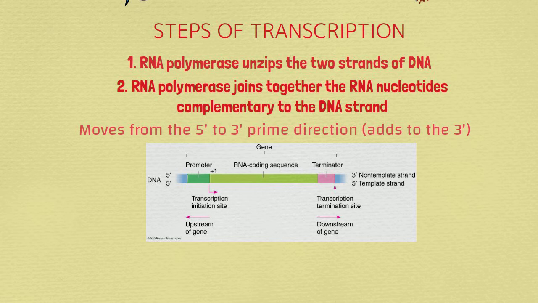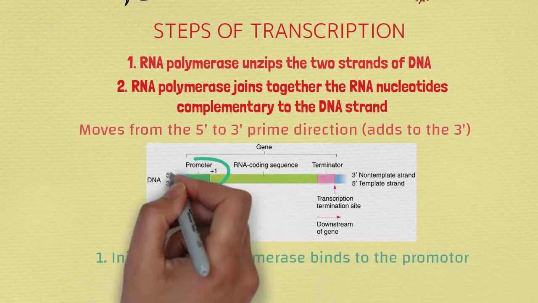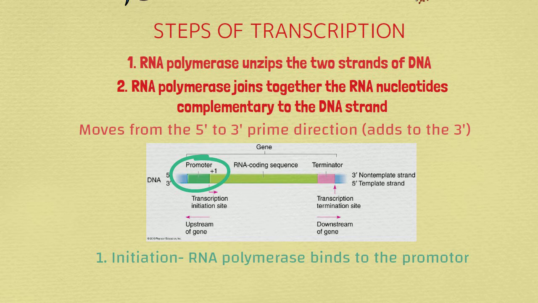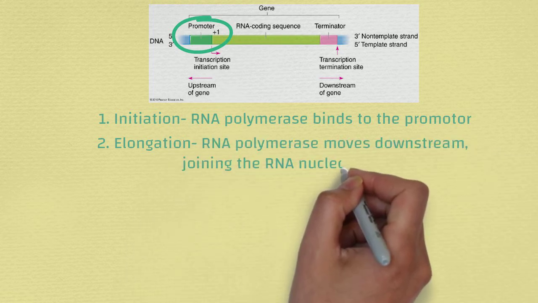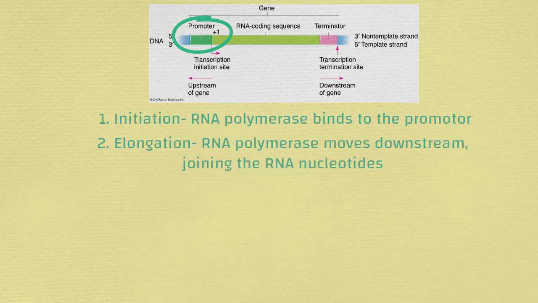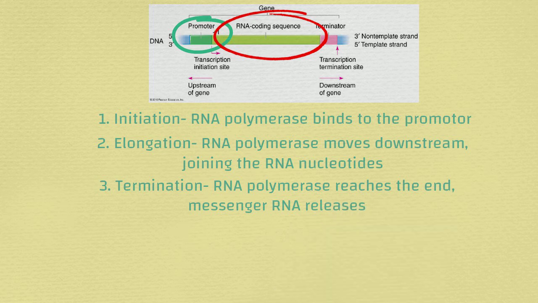So the first step RNA polymerase does is initiation. In this process, RNA polymerase binds to the promoter. In this diagram here, we see that is the promoter, and RNA polymerase binds to that. The next step is elongation. In this process, RNA polymerase moves downstream. Finally, the last step is termination. In this step, RNA polymerase reaches the terminator, and the messenger RNA releases.